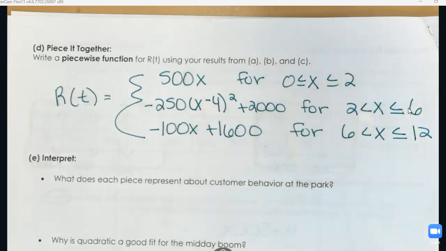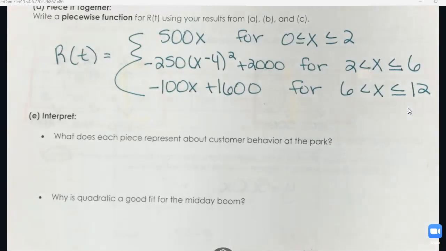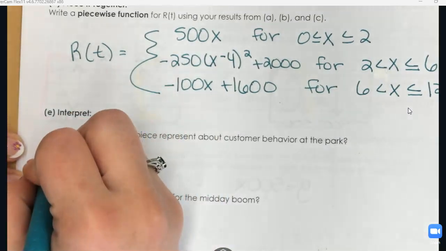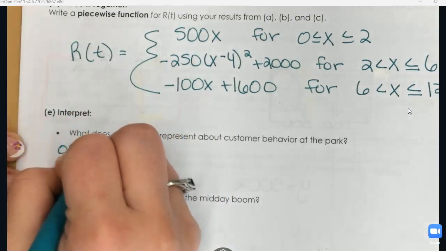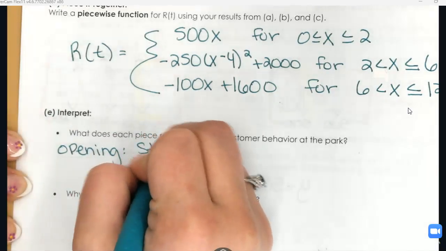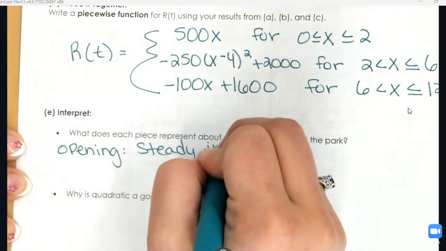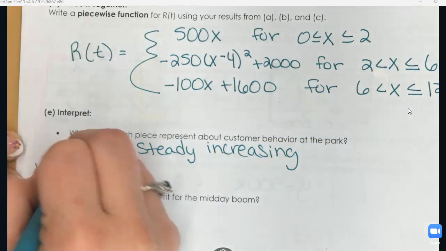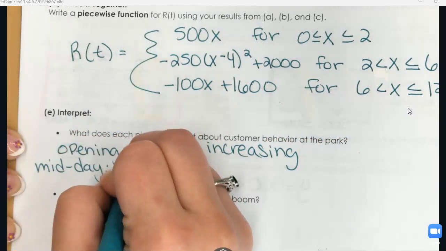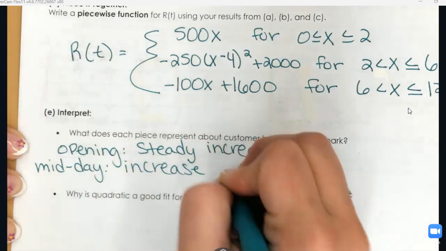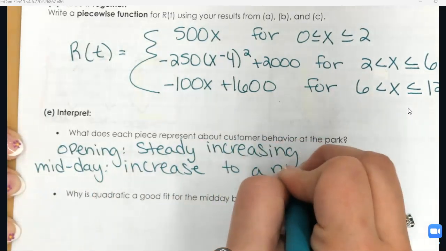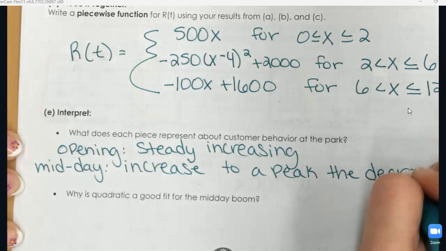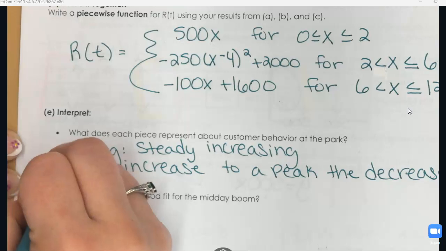So what do each of those represent in terms of customer behavior at the park? Well, at the opening, that means that we have steady increase, because we are increasing at a constant rate. Then by midday, we increase to a peak and then decrease. And in the evening, we are seeing steady decrease through the end of the day.